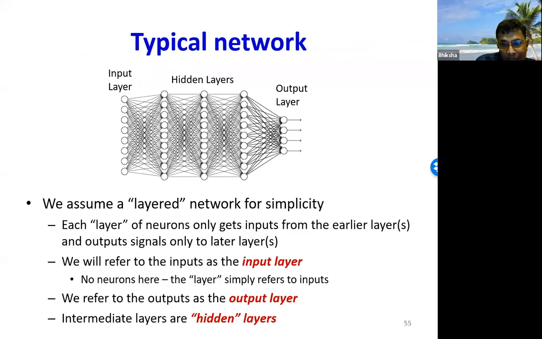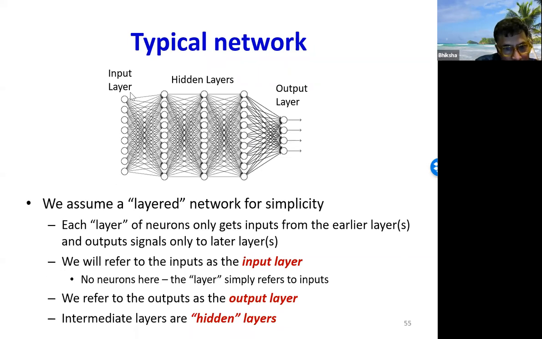We're going to assume that the network is layered. A layer is a set of neurons that are all at the same depth with respect to the input. We already saw this in the class. So each layer of neurons only gets inputs from the previous layers, and the output of each layer only goes down to subsequent layers. There's some terminology over here.